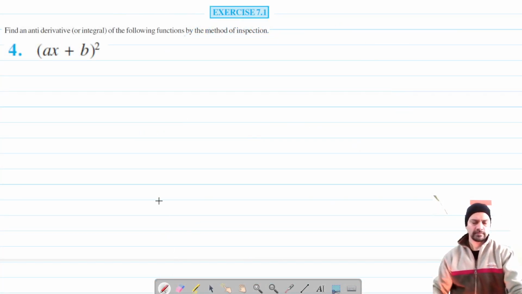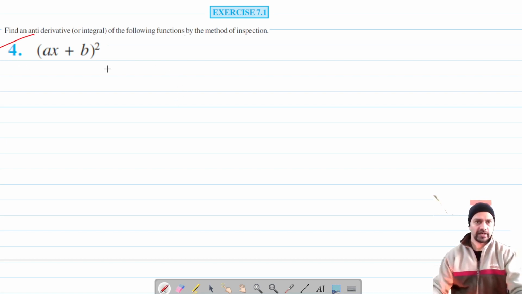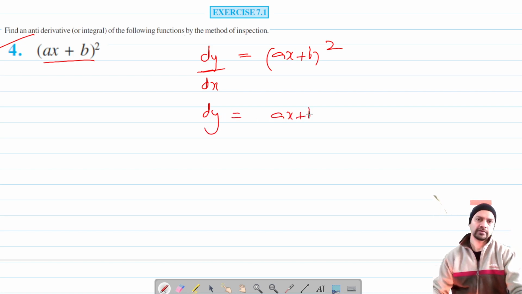Okay, so for question number 4, we have to find the entire derivative of this. So that means the derivative is given. dy by dx is the derivative, that is (ax + b) the whole squared. Let's separate the variables, that is (ax + b) the whole squared into dx.